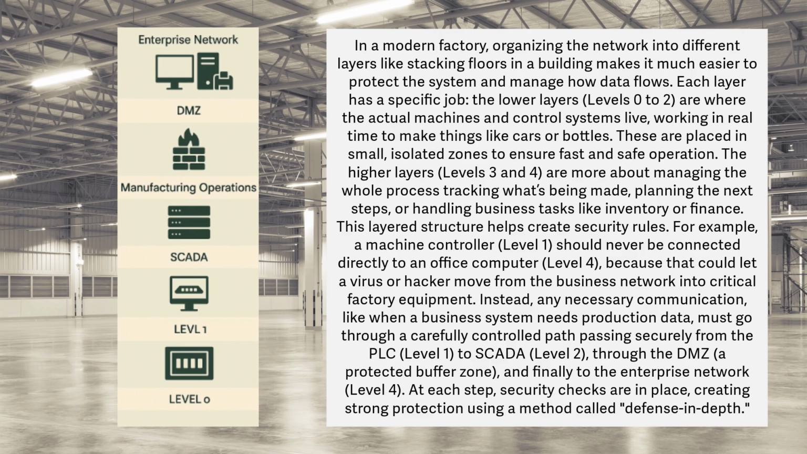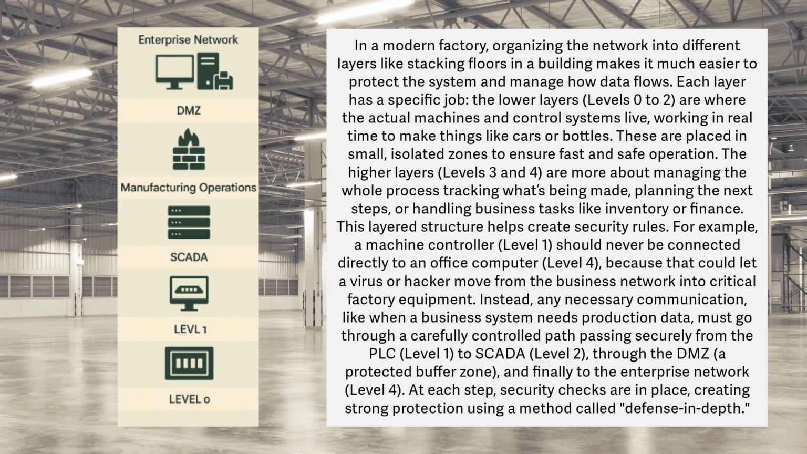The higher layers, levels 3 and 4, are more about managing the whole process, tracking what's being made, planning the next steps, or handling business tasks like inventory or finance. This layered structure helps create security rules. For example, a machine controller, level 1, should never be connected directly to an office computer, level 4, because that could let a virus or hacker move from the business network into critical factory equipment.